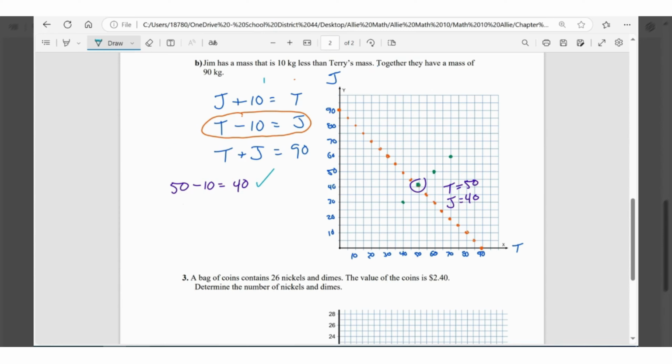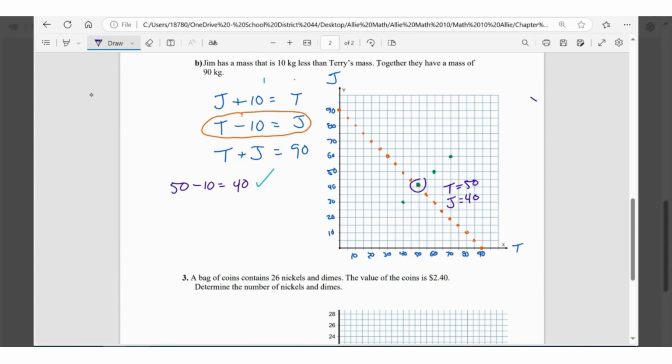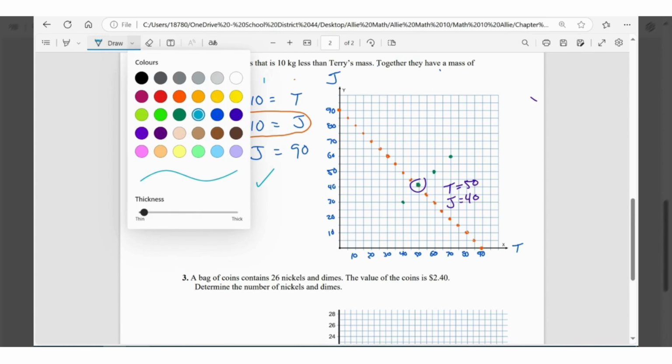And our next one, is it true that Terry 50 plus Jim 40 equals 90? Is that true? It is true that 50 plus 40 equals 90. So we can be sure we did that correct.